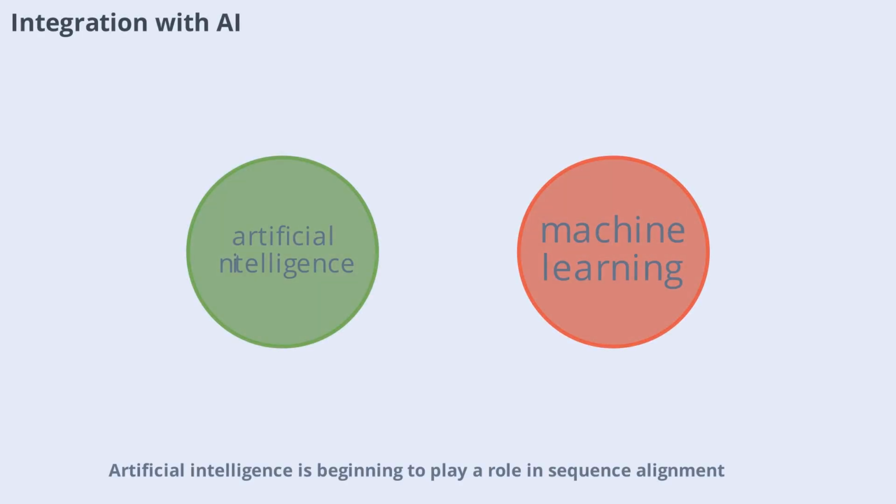Artificial intelligence is beginning to play a role in sequence alignment. Machine learning models can predict optimal alignments, identify patterns, and even suggest new scoring systems. This integration is opening up exciting possibilities for faster and more accurate analyses.